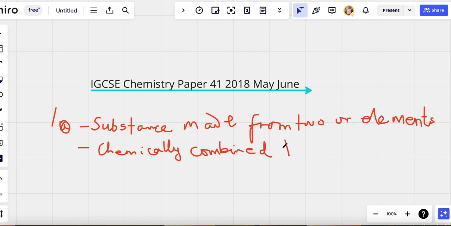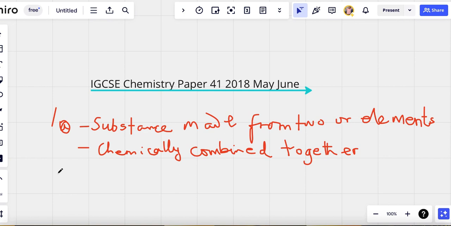If something is physically combined together, it becomes a mixture. It should not be a compound. So whatever it is, atoms or elements, if they physically join together, they will become a mixture. But if they're chemically combined, they become a compound. So that's the question for A. It said define what is a compound, so that you get the 2 marks.